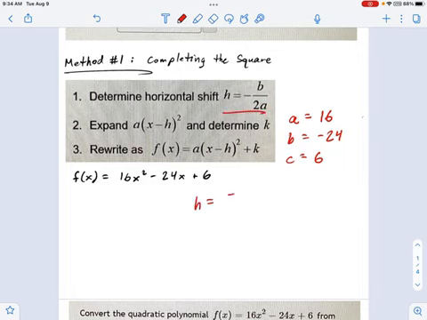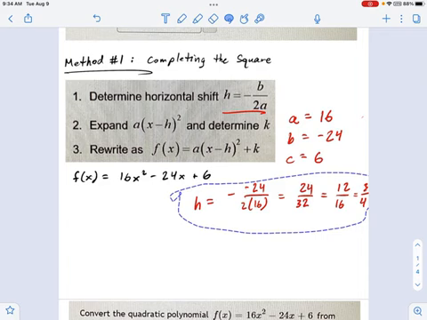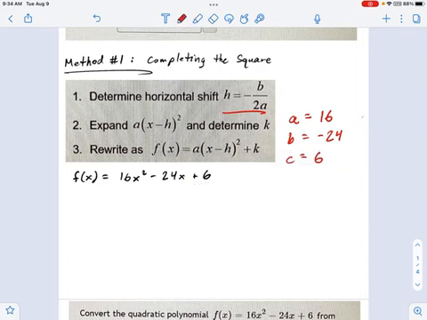Okay, we're going to do that. So h equals negative b, and b is negative 24, divided by 2a. And that is 2 times 16. So this becomes 24 divided by, looks like, 32. And I'm going to try to reduce this fraction. Let's see. 12 over 16. Oh, good. This is going to look nice. 3 over 4. Just lost my multiplication tables there for a moment. So we have h equals 3/4 when we plug in that formula. So let's get that over here.